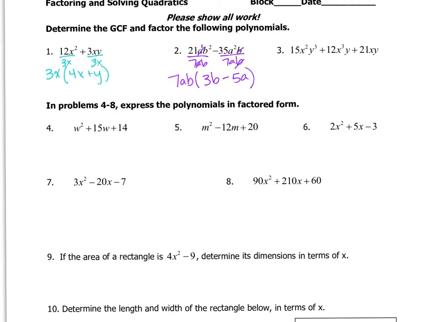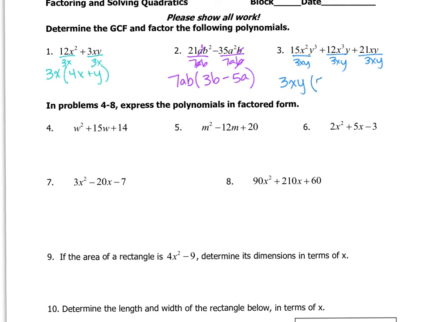And on number 3, between a 15, a 12, and a 21, I think 3 is the highest number. They all have an x. The lowest exponent is 1. They all have a y. The lowest exponent is 1, so we can take out a 3xy. And then we divide by that GCF. I would recommend not skipping this step.